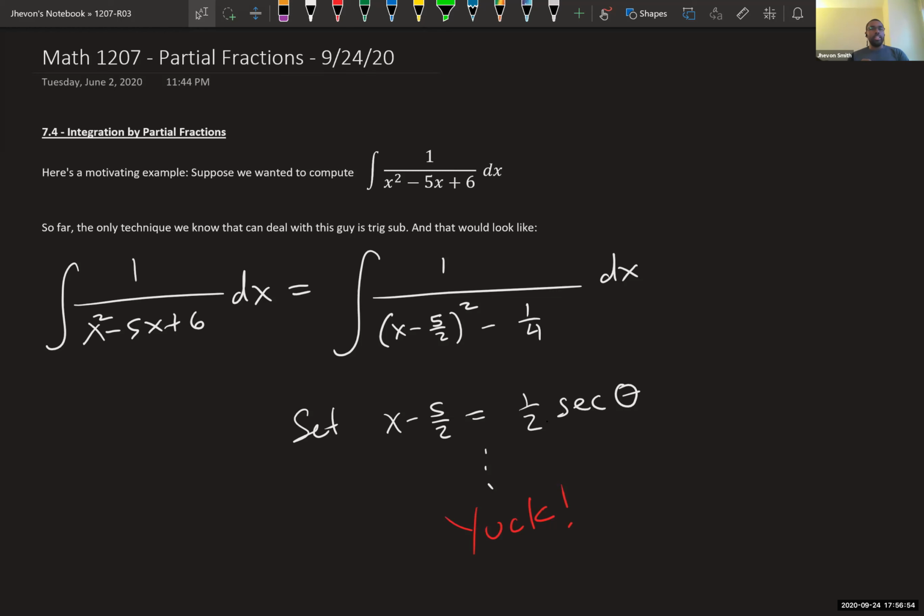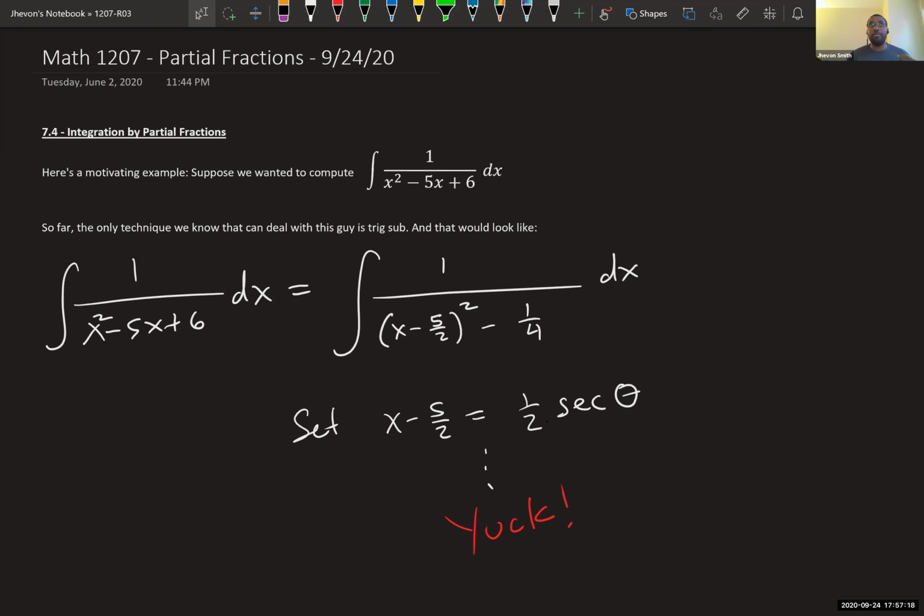One thing that I would immediately try to look for is, does the denominator actually factor? You'll notice that the denominator here actually factors into x minus 3 times x minus 2. If the denominator did not factor, then partial fractions would not work, and I'd be stuck doing something like a trig sub, because I can complete the square for any quadratic, but I can't factor any quadratic over the rationals.